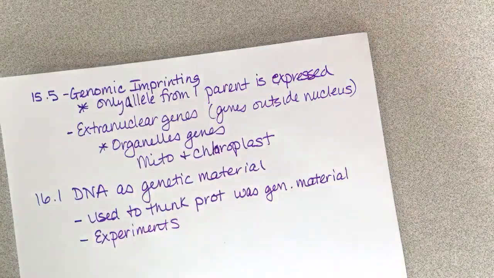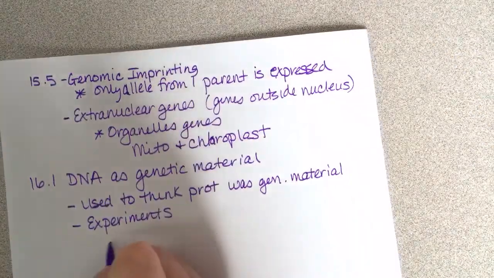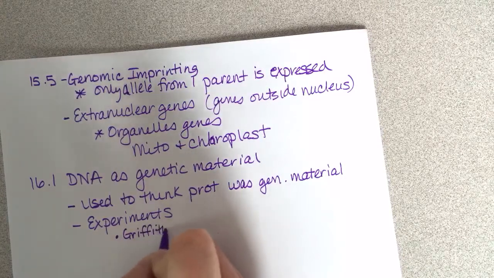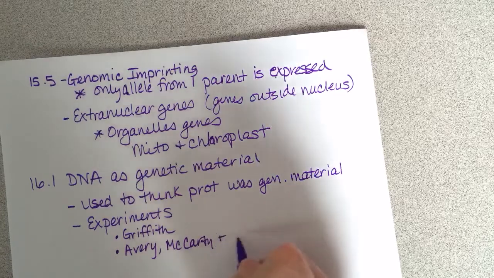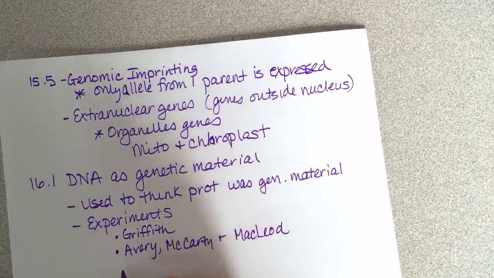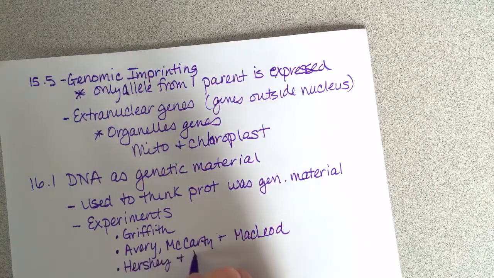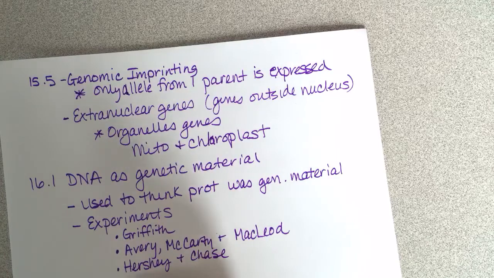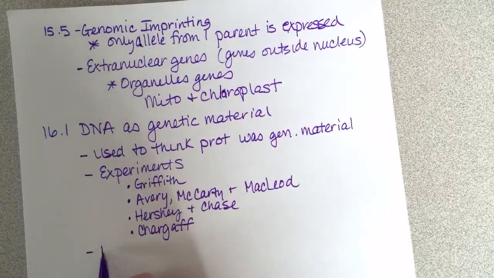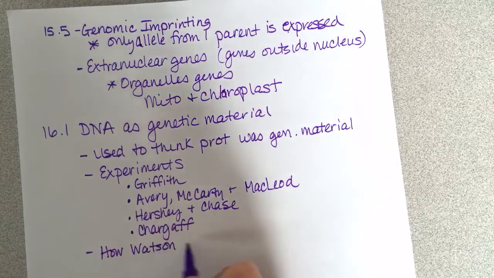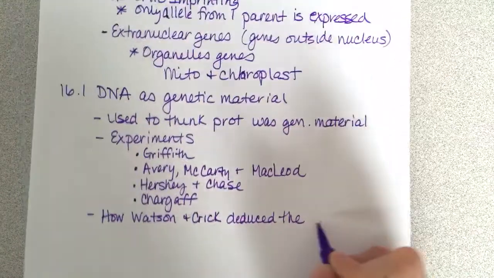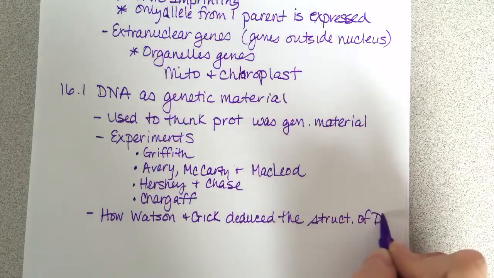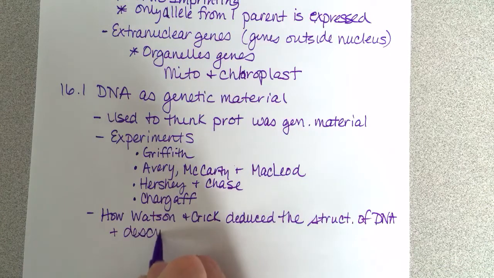Okay, so what experiments do you need to know? So we need to know Griffith, Frederick Griffith, Avery, McCarty, and McLeod, Hershey and Chase, Chargaff. Then we need to know what Watson and Crick did, how they deduced the structure of DNA and describe the evidence they used.